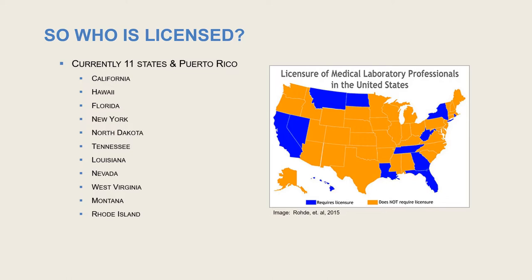Different states that have requirements to have a license to do the work actually require different things for you to obtain that license, so it's not standard from state to state. And again, the map on this slide shows the blue states are the ones that currently require licensure. I'm going to note here that while different states do have different requirements for getting that license, most involve obtaining a certification as part of that process. So most of them will want you to be certified in order to go on and get a license.